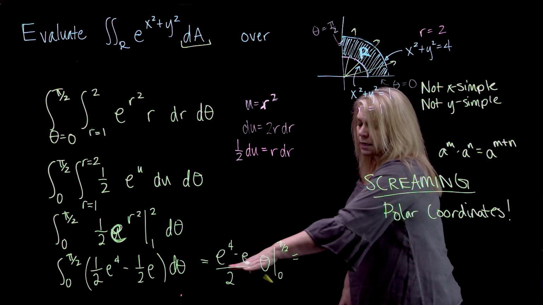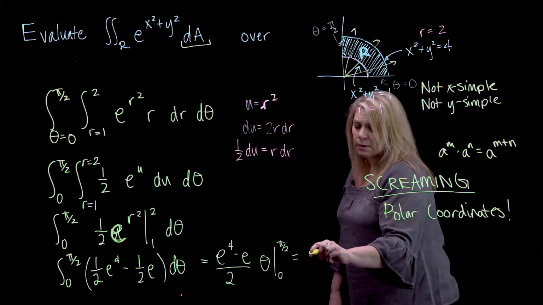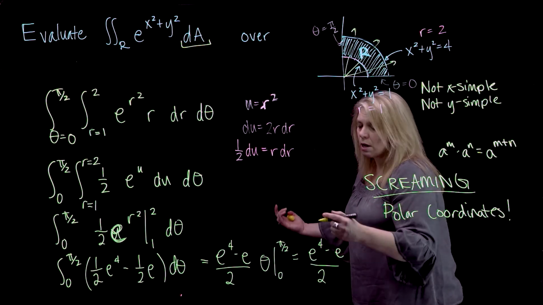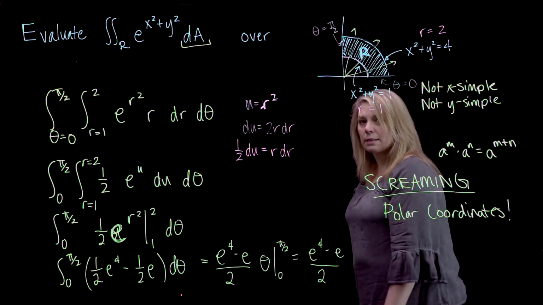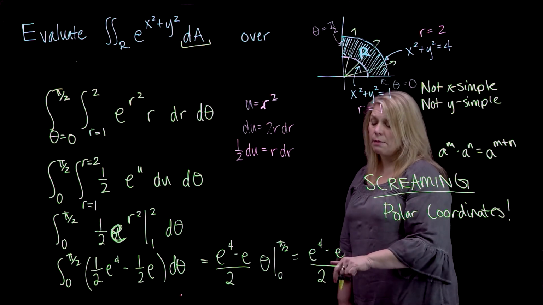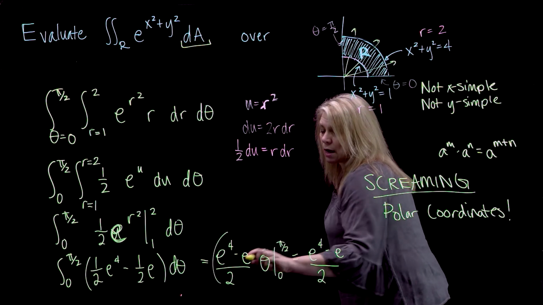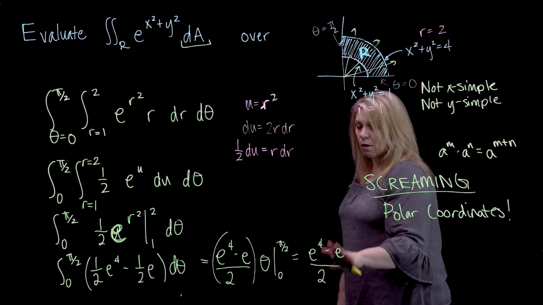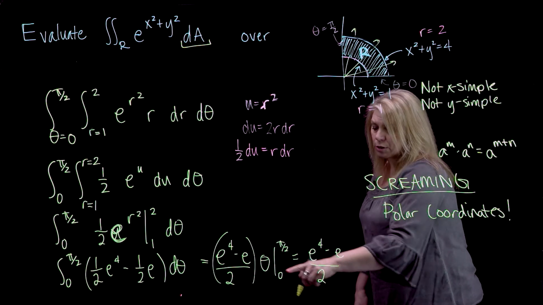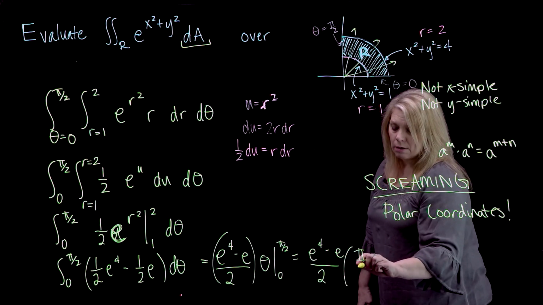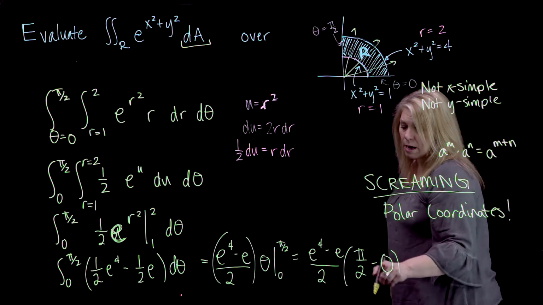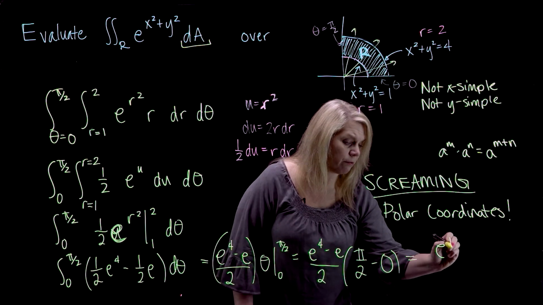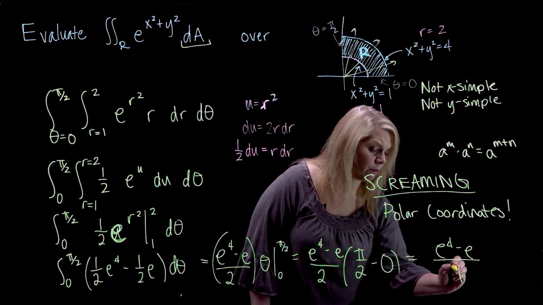And this is another place where if you have done this a couple times, you might notice there are things that just always happen that allow you to shortcut some things as you do problems later. It's a little bit of a time-saving thing. So I have this whole constant times theta, and theta will go from 0 to pi over 2, so I'll have that whole constant times pi over 2 minus 0, or that whole constant times pi over 2. So I'll have e to the 4th minus e, all over 4.